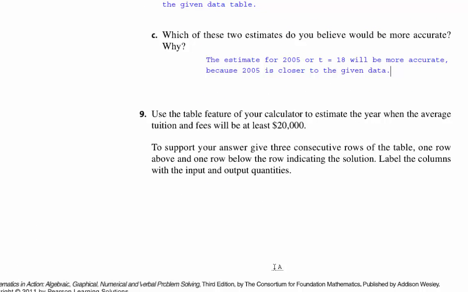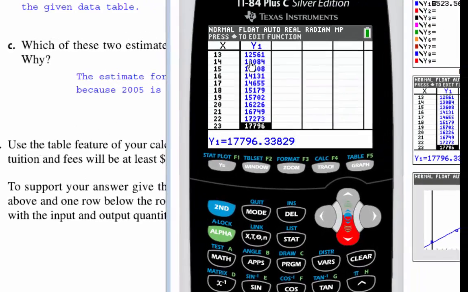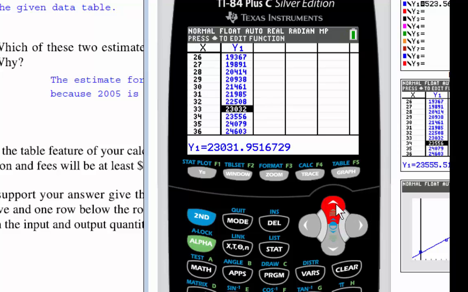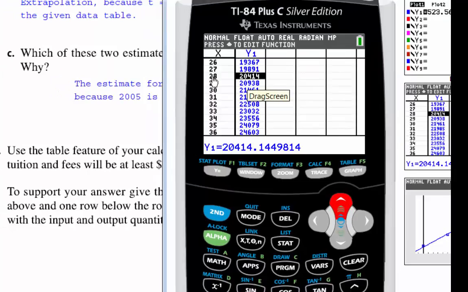Okay, question number 9 wants us to use the table feature of our calculator to estimate when we think tuition will hit 20,000. So if I go back to my table, right, so here's tuition at 12,000, 17,000. If I scroll down, I want to see when do I get to 20,000. Oops, there it is. I hit the button too many times. When we get to t equals 28, that's the first time we hit 20,000. So the answer is going to fall somewhere between 27 and 28.